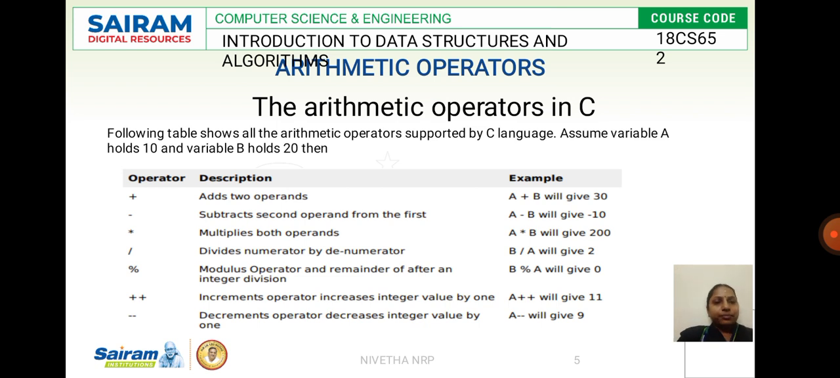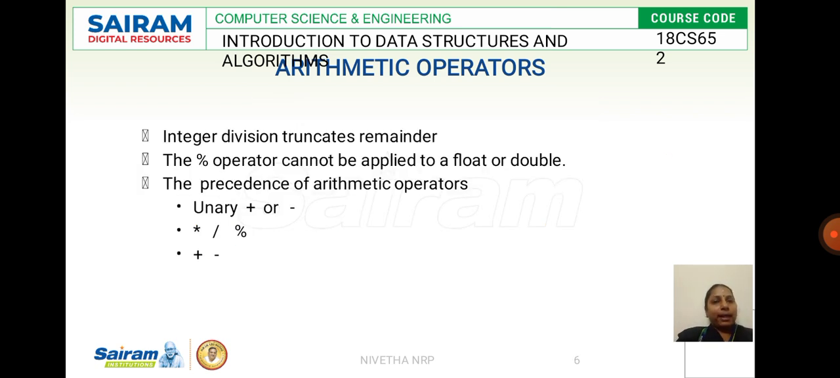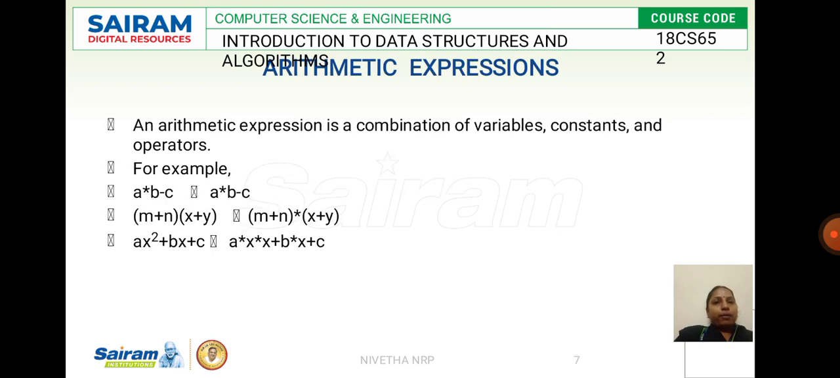That is plus, and minus for subtracting, multiplication, and division, and modulo division, which gives the remainder back. In integer division, the remainder is truncated, and the modulus operator can be used for float and double as well. You also have precedence of arithmetic operators, and either unary plus or unary minus. All these symbols are used in arithmetic operators to give instructions to the computer.